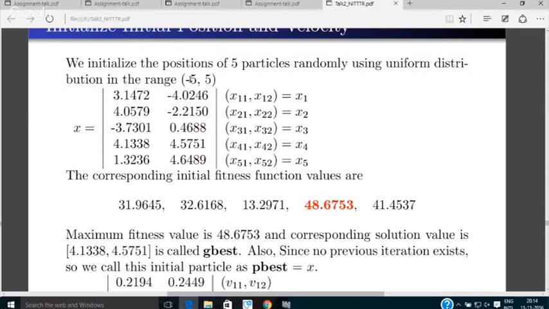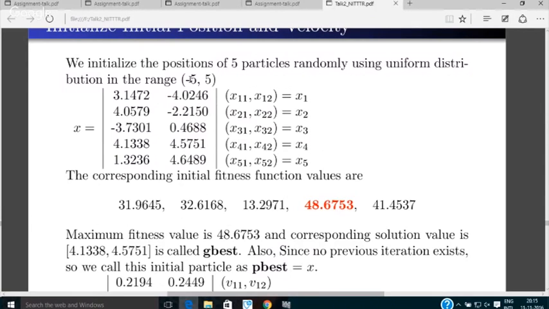If we consider another random number in this data, maybe we will get a higher objective function value. Yeah, definitely, because this is totally based on the random number. We are not saying this is the best. We are searching for the best position.